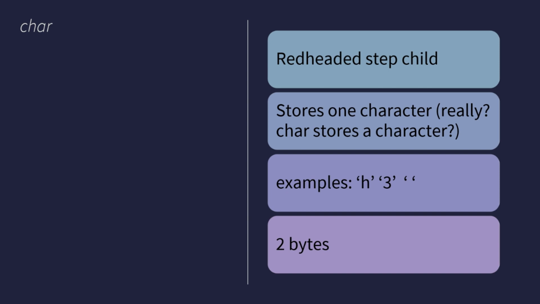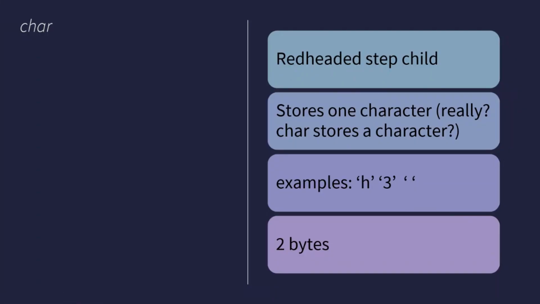So, as you can also see on the slides, characters store a character, which I bet you're wondering, wow, that's so surprising. But I've listed some examples: H can be a character, 3 can be a character, and I want to highlight this right here. This has a space. This is not an empty string. This is a single space. That can also be a character. Basically, anything with a length of 1 put into single quotes, that's a character. And it takes 2 bytes to store.